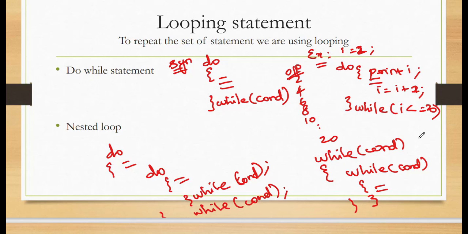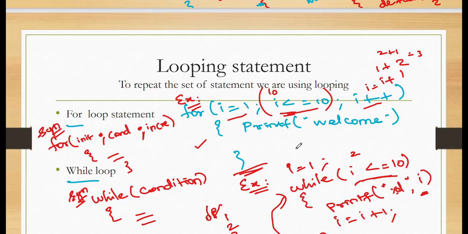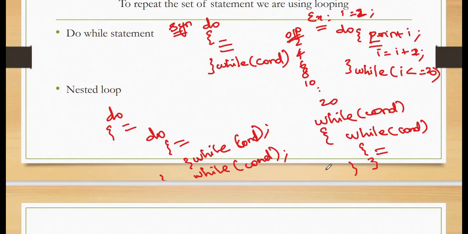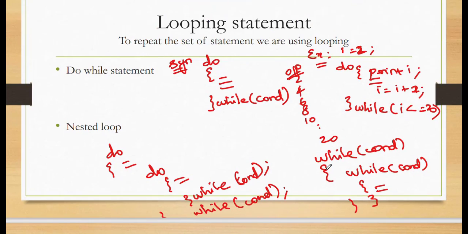If you have a for loop inside another for loop, then it is called a nested for loop. Understood? Whenever you have an if condition inside another if condition, it's called nested. So a nested loop is nothing but a loop inside another loop. Okay. For loop, while loop, do while loop and nested loop.